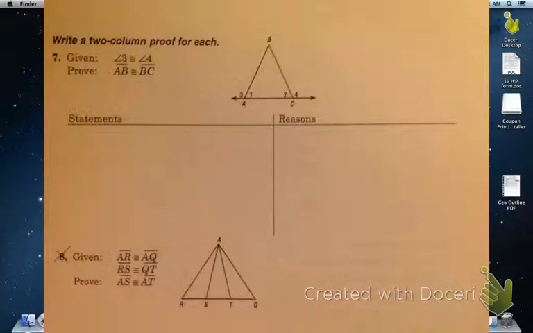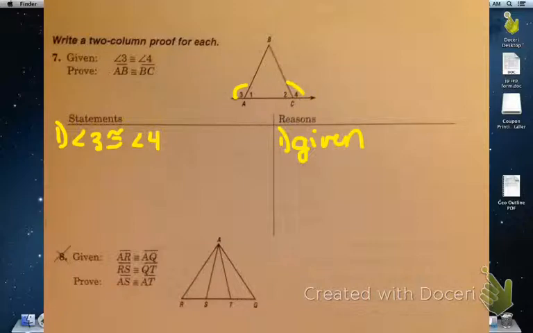Okay, on to the proofs. Problem number 7. Let's see here. So the first thing that you want to do is start with your given. Angle 3 is congruent to angle 4. So we know this one and this one are equal. Now we want to get AB equal to BC. So we need to get from the angles to the sides.